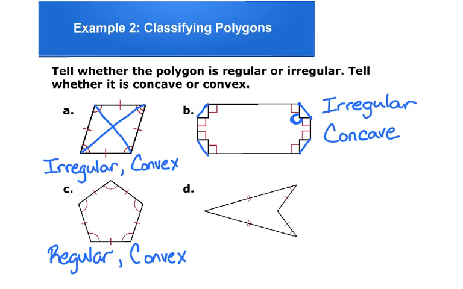Alright, this last one here, these tick marks mean these two sides are congruent, and then these mean those two sides are congruent. But these two are not, these two are not. Therefore, again, it's irregular. And then if we connect these two vertices, again, a diagonal lies on the outside of the polygon, so it is concave.